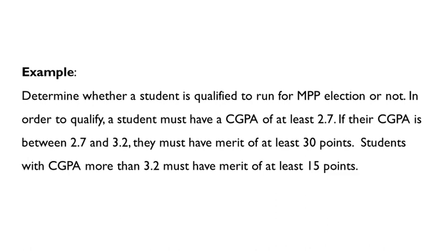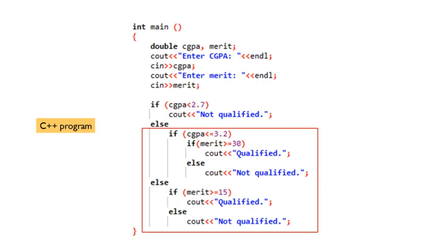So automatically here, if the CGPA is less than 2.7, the student will not be qualified. Else, if the CGPA is less than or equal to 3.2, and if the merit is greater than or equal to 30, then it says qualified. But if the merit is less than 30, then the student is not qualified.